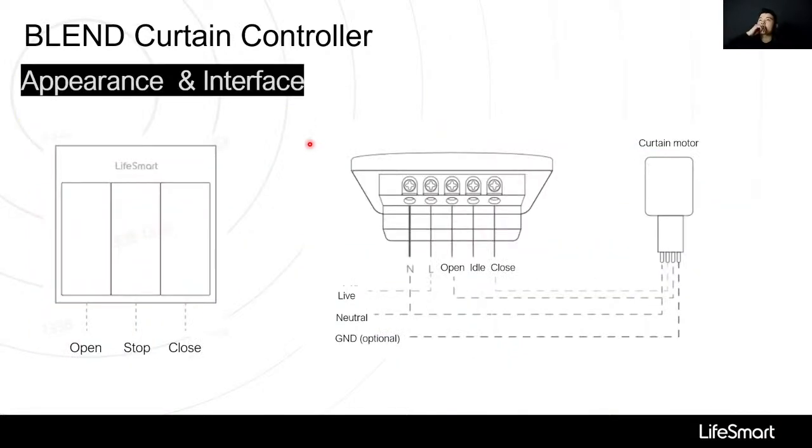Okay. Here is the second product, a blind curtain controller. Here's the appearance. Three buttons: open, stop, close. This controller needs a live line and a neutral line, so the neutral wire and live wire need to be introduced into the installation bottom box.